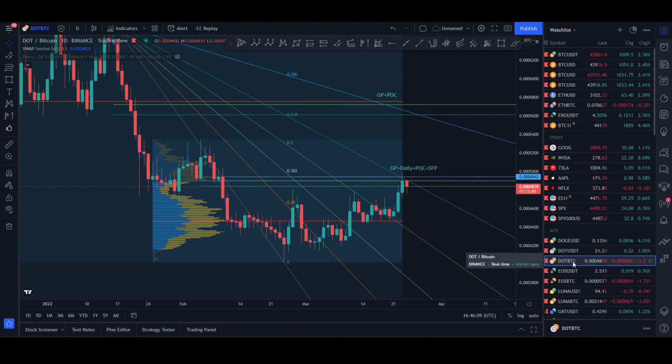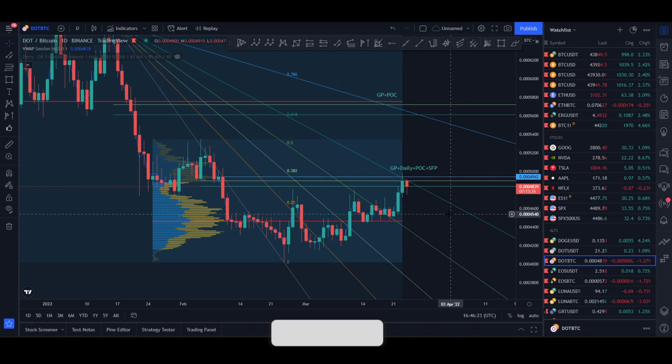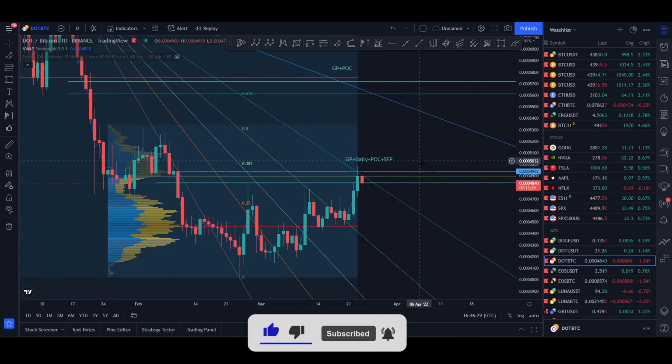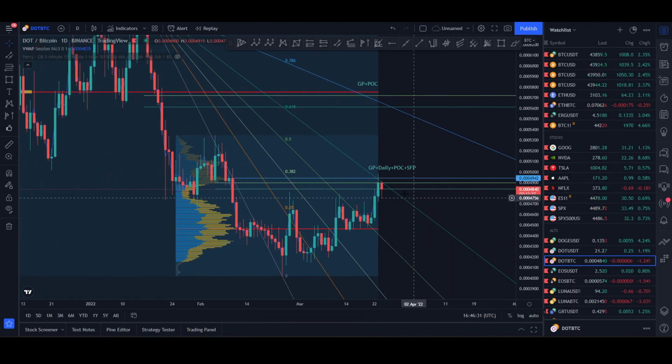As you can see, I am right now on the BTC pair. For me, it is important to have support on the BTC pair and USDT pair, and resistance. If I'm looking for a resistance, I want to have it on a BTC pair and also USDT. So as you can see right here on the BTC pair, what we have is the resistance.